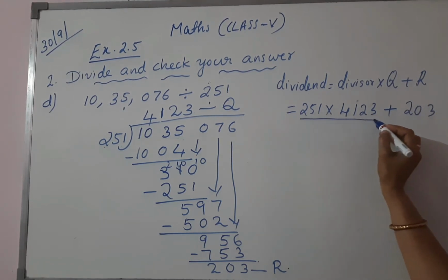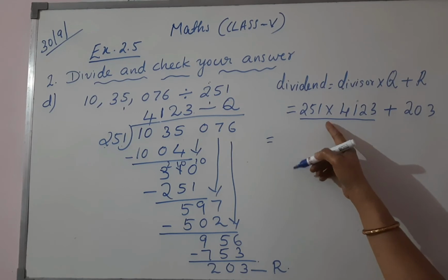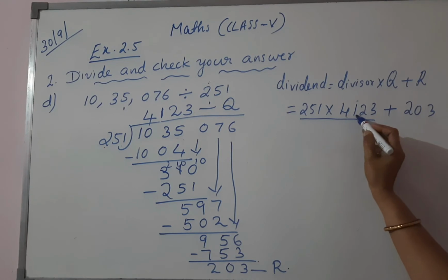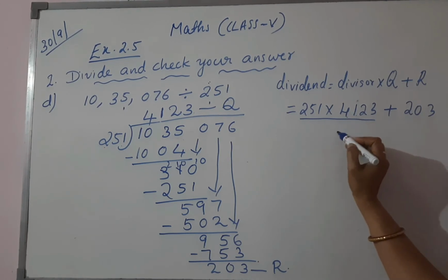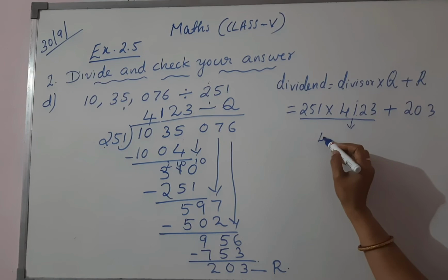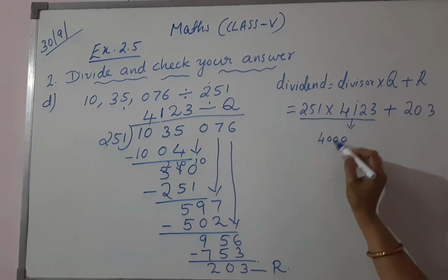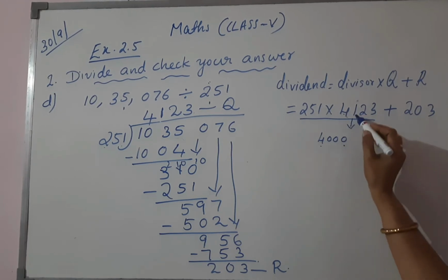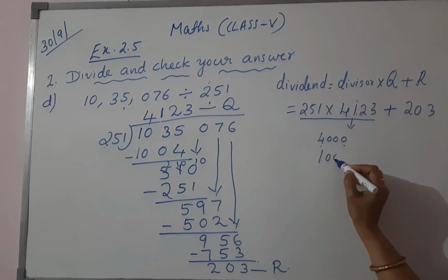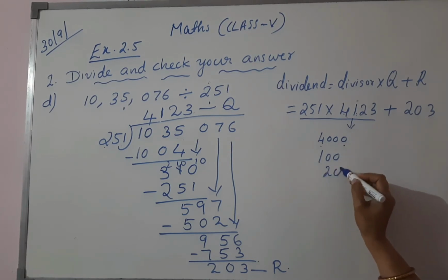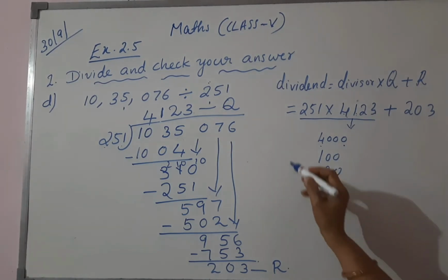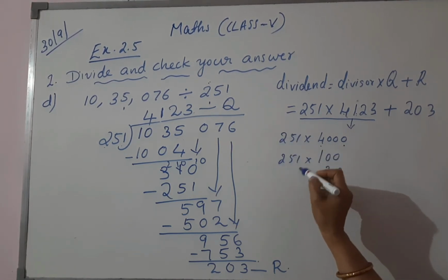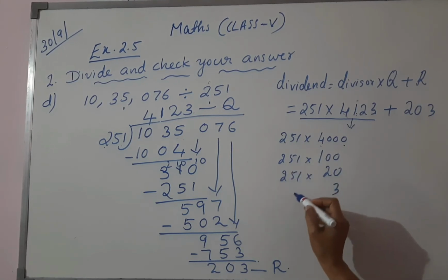So first you have to multiply this, 251 into 4123. In multiplication you studied, you have to expand this one. When you are expanding, this 4123 becomes 4000 plus 100 plus 20 plus 3, because ones, tens, hundreds, thousands. 4 in thousands place, 4000. 1 in hundreds place, so 100. 2 in tens place, so 20. And 3 in ones place, 3. So each number you have to multiply by 251. So here also 251, 251, 251.